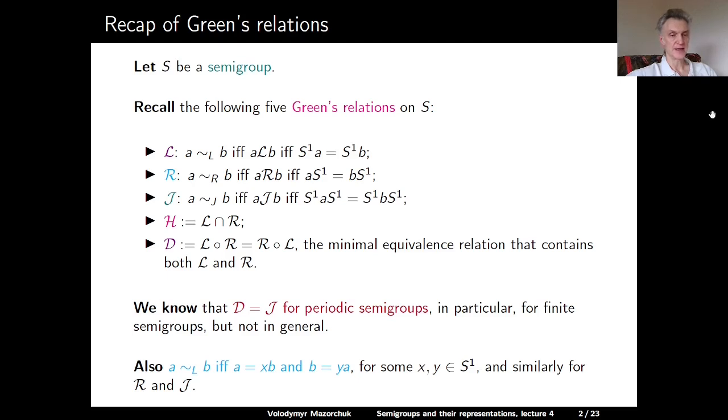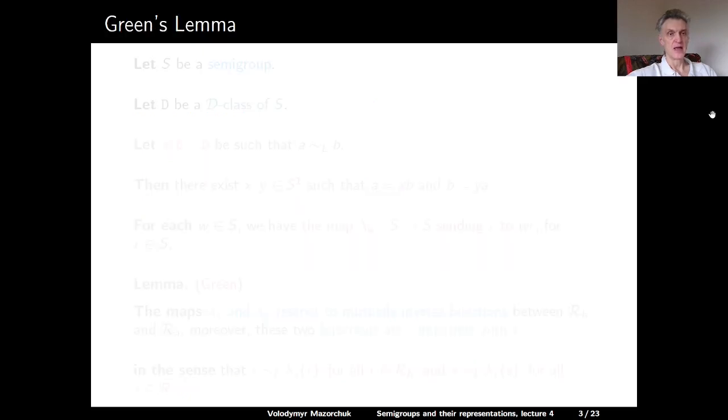Two elements A and B are left related if and only if there exist an element X in S upper 1 and an element Y in S upper 1, such that A can be written as XB and B can be written as YA. And we have similar alternative descriptions for the right relation and for the two-sided relation as well. Now we are coming closer to the main result of this lecture, which is called Green's lemma.